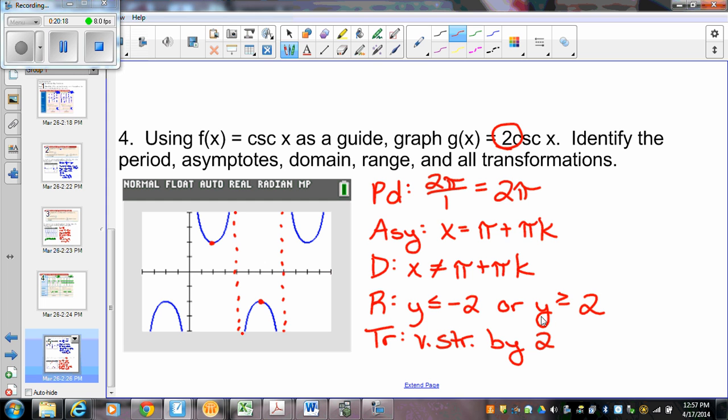Your range, because of the vertical stretch, becomes y is less than or equal to -2, or y is greater than or equal to +2. And then your only transformation is a vertical stretch by 2.